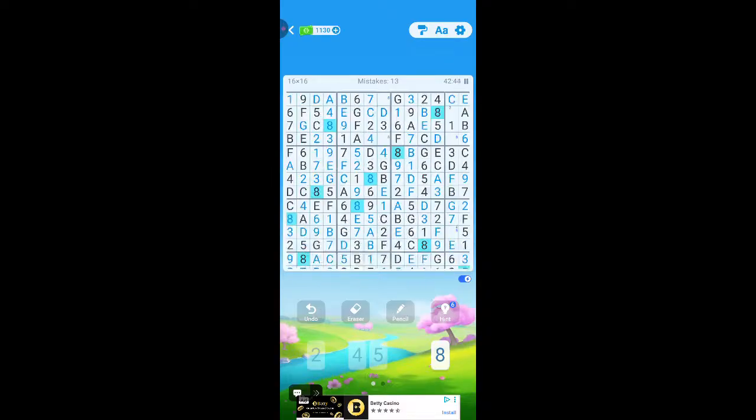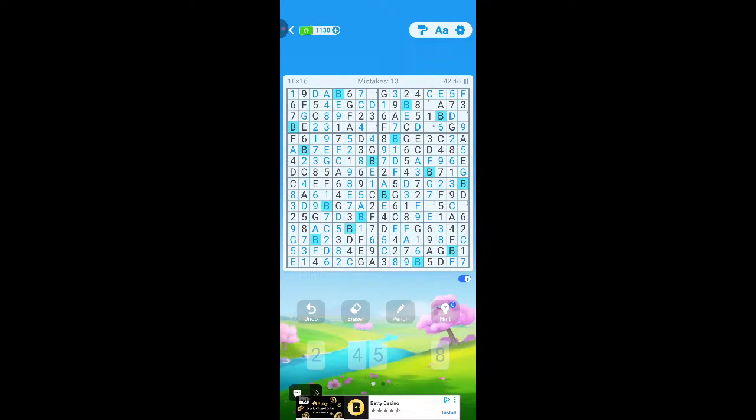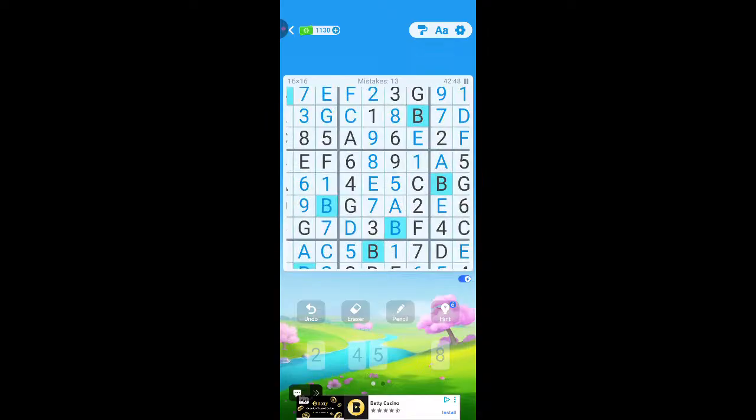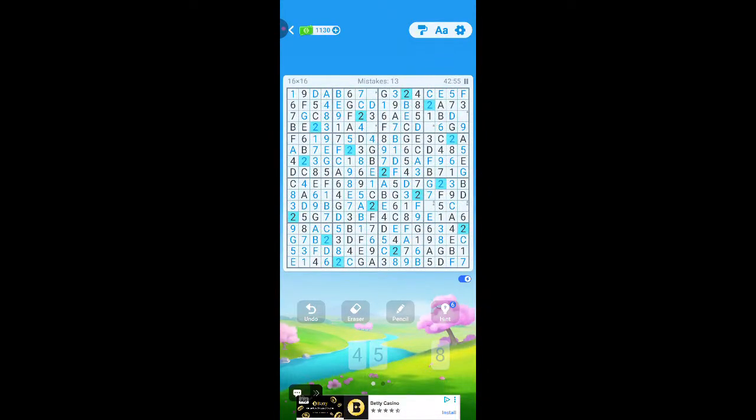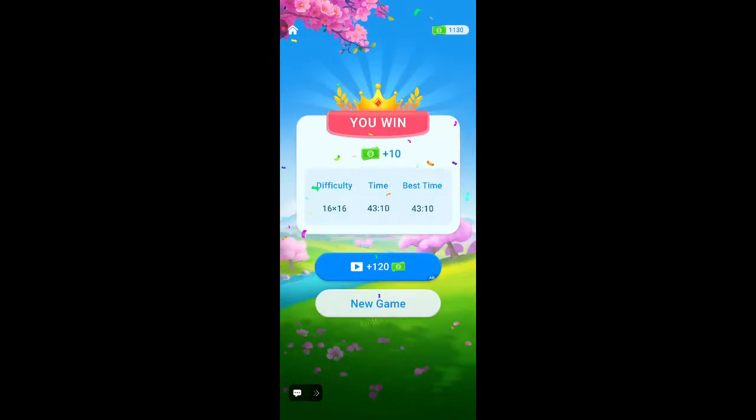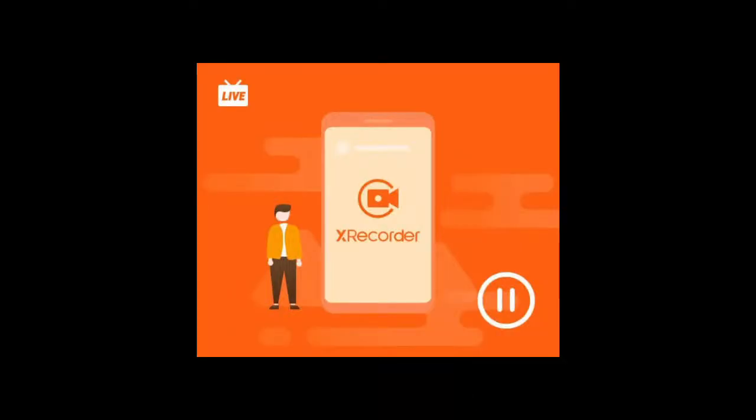Which one is it? They can't all be 8. What is up there? 2. Well, that one's the 8. What are those? The other 8. 4. That's a 5. That's the 8. That's the 4.